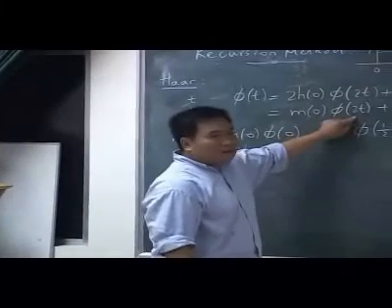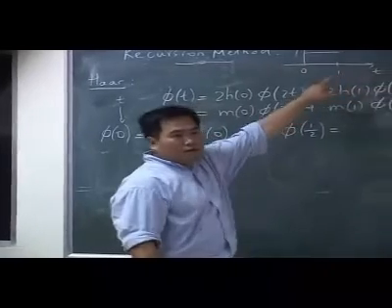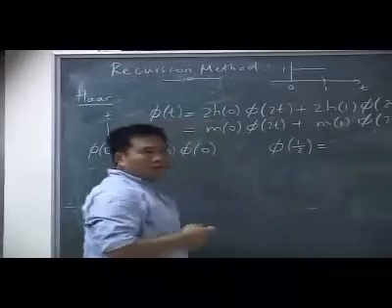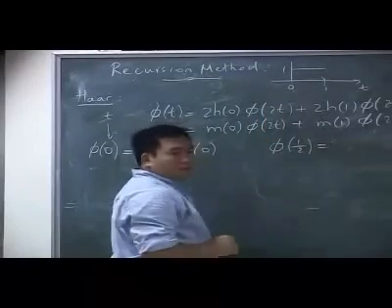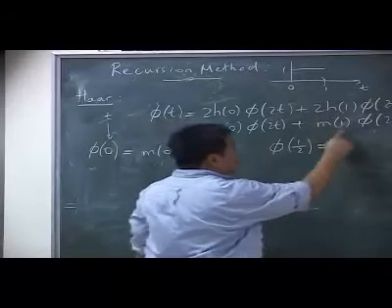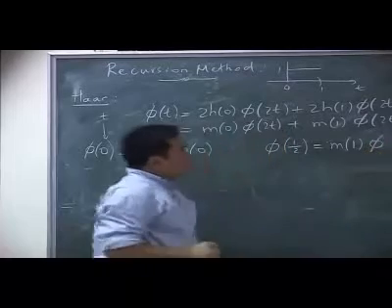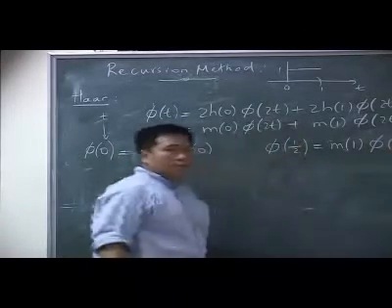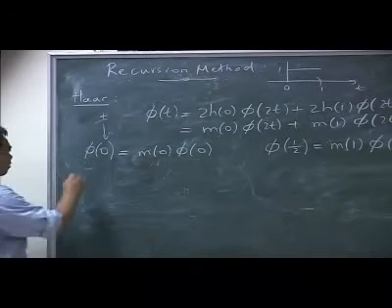M0 phi of 1. Phi of 1 is 0. Right? It's only from 0 to 1. That doesn't include 1, because it already includes 0. Okay? We have only this term, M1 phi of 0. Let's do one more row and see what's going on. Phi of 1.